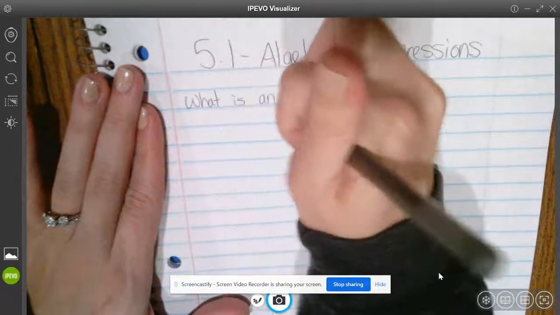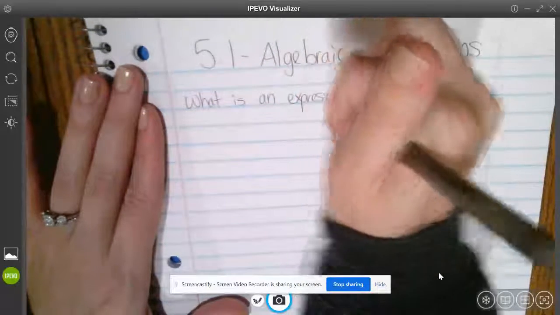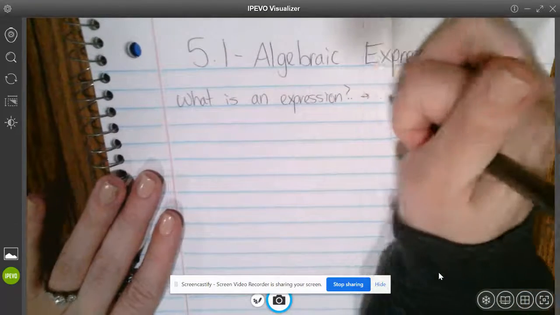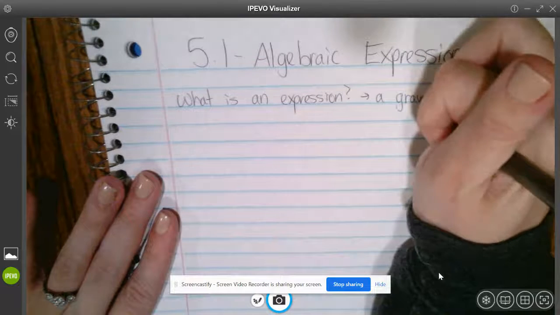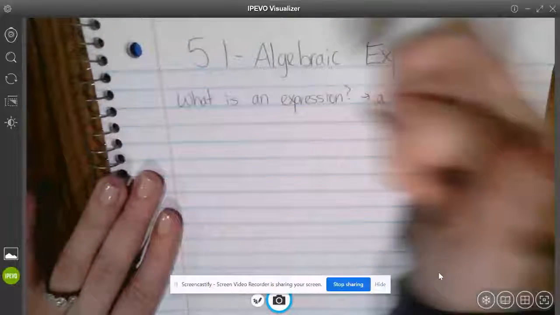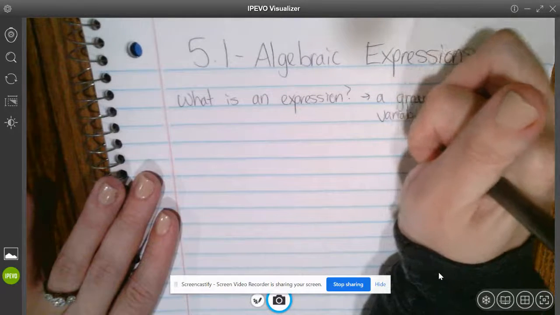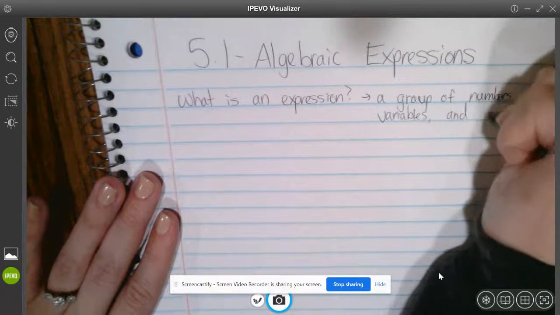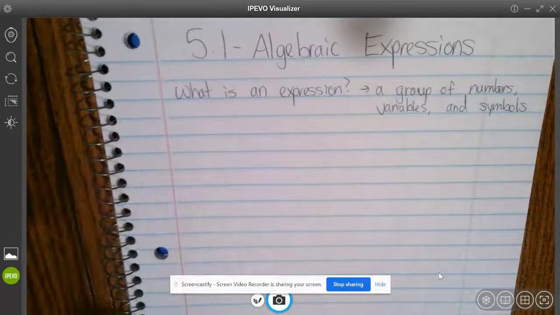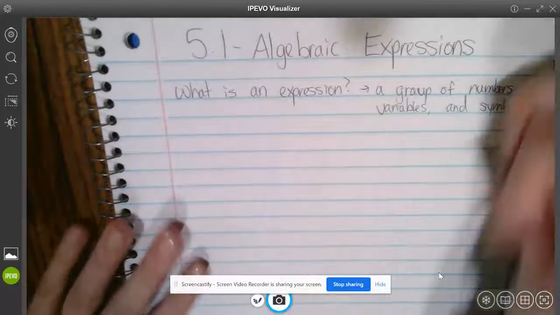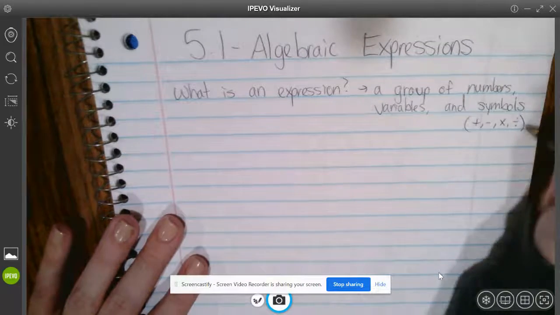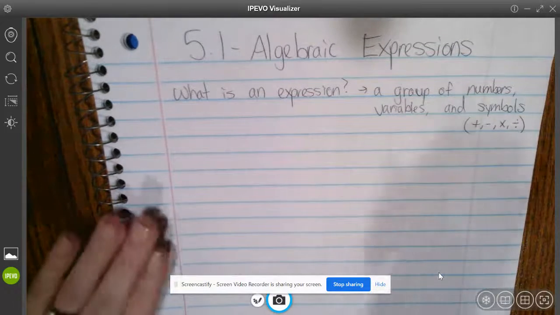So, what is an expression? This chapter is all about them, so we kind of need to know what we're working with. A group of numbers, variables, and symbols. Okay, so it's just a whole bunch of numbers, variables, symbols, meaning plus, minus, multiply, divide, those kind of symbols. Exponents too, we'll see some of those today.